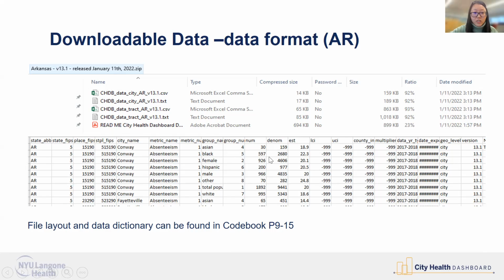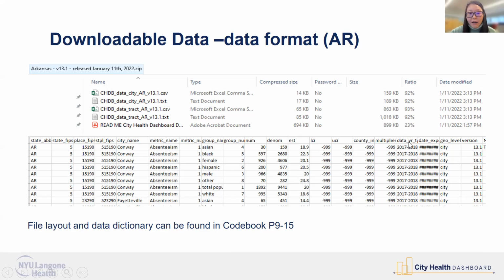For the downloadable data, for example, we download this data by state. For example, this Arkansas data I just downloaded for this demonstration will have five files in the folder. One is city data, in CSV and TXT file, and we also have the tract-level data, which is also in CSV and TXT file, and we also have a codebook in the folder.